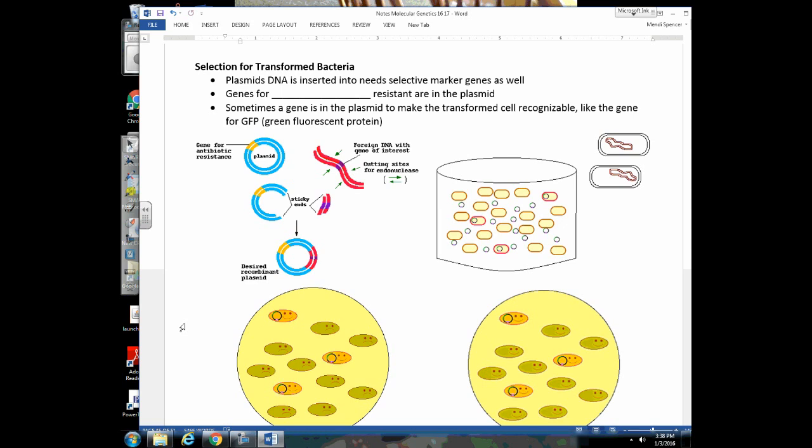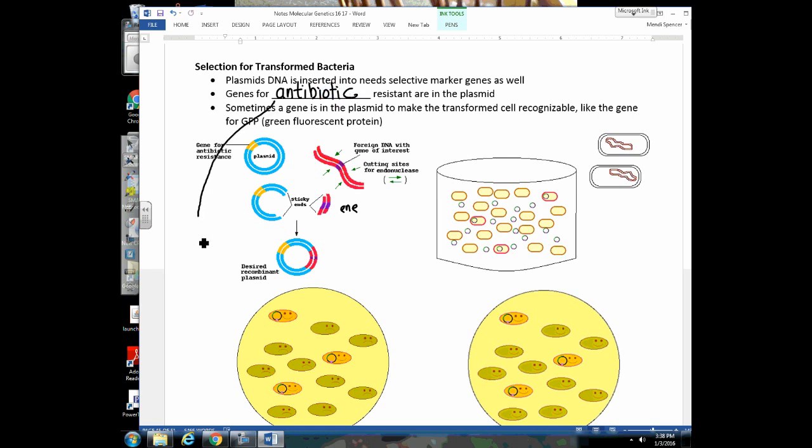Now I want to focus on this selection part. So we talked about how we can make recombinant DNA, how we can insert it. Now we're going to look at how we can select for the transformed cells. So remember, we're inserting a gene that codes for a specific trait into the plasmid. But you can see here that these plasmids are also going to have genes on them that code for some kind of resistance, like antibiotic resistance.